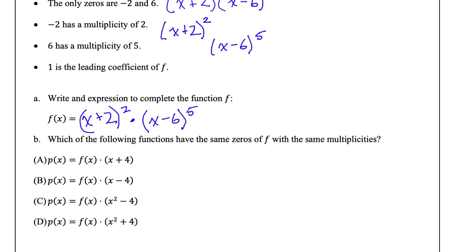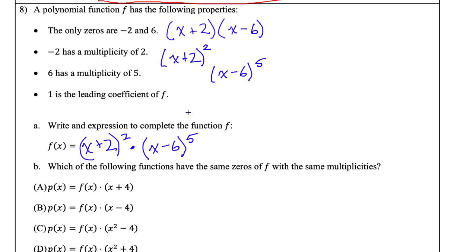So I consider that problem to be one of the easier problems on the benchmark because you literally just switch the signs and make that a linear factor. Negative 2 turns into a positive 2, 6 turns into a negative 6, and then you put the correct power. Power of 2, power of 5, done, right? And I'm not going to make this anything other than 1. The hard part now is part B.